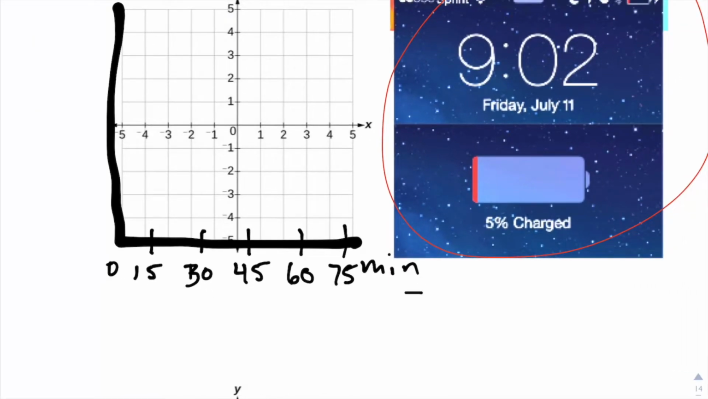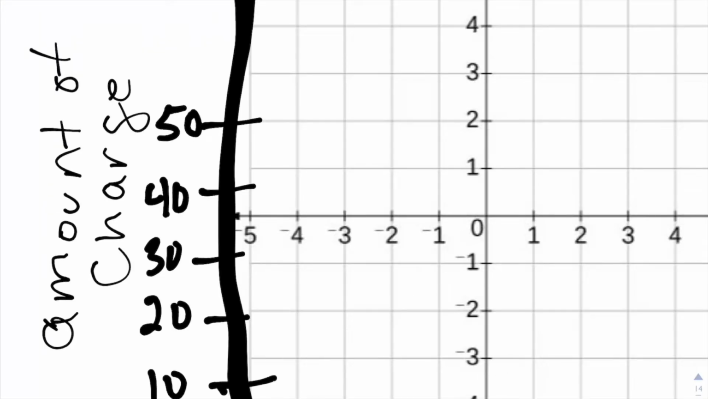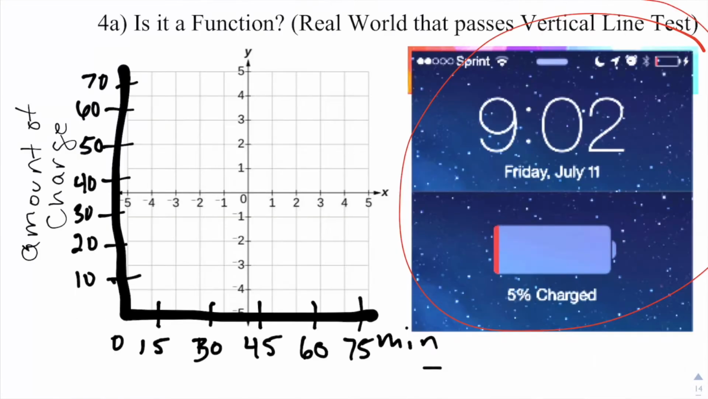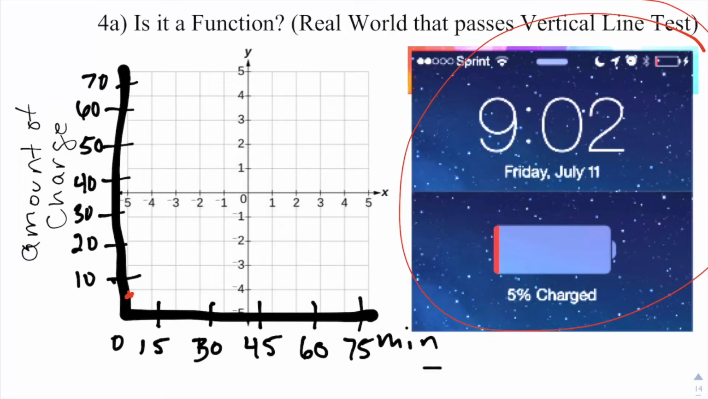And then our dependent variable going up on the y-axis, that is going to be the amount of charge that we have. And let's say this is 10%, this is 20%, this is 30%, and this is 40%, 50%, 60%, 70%. Once we plug our phone in from 5%, obviously it's going to start right here at 0 minutes at 5%.